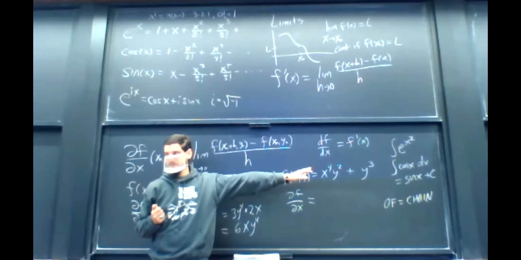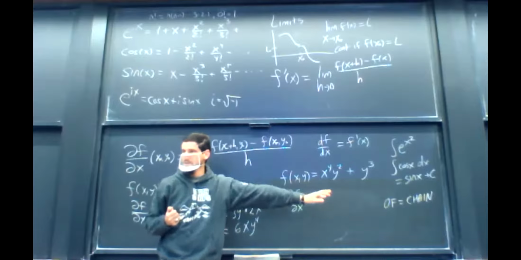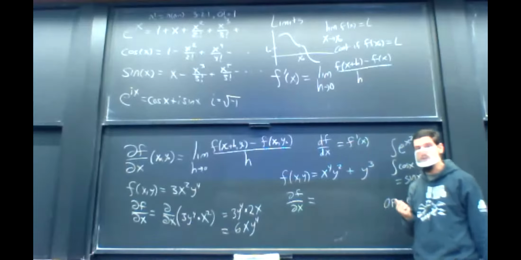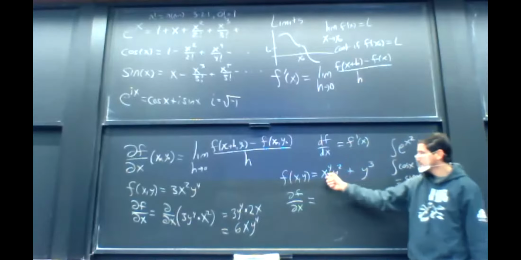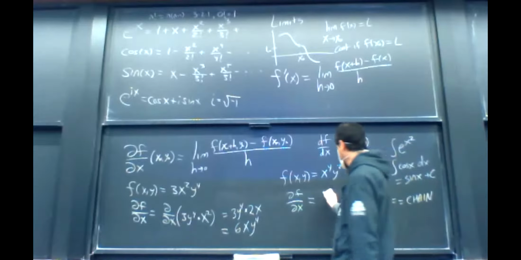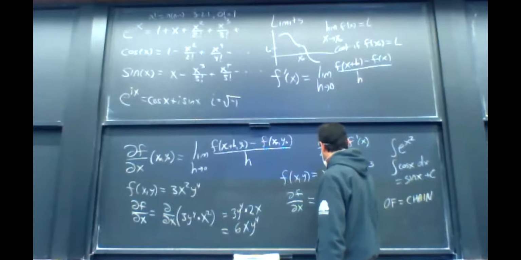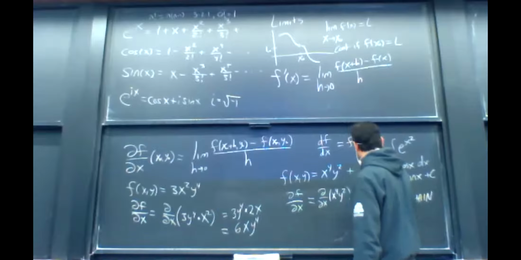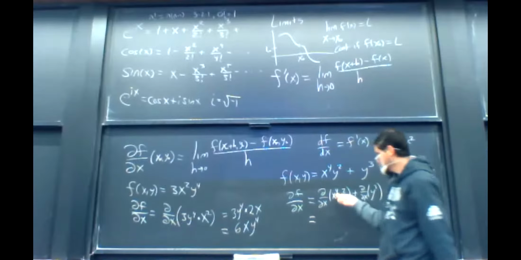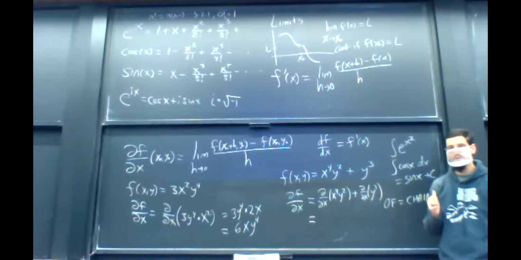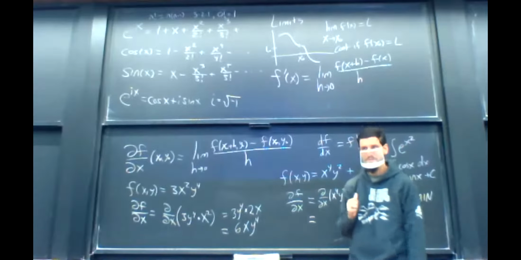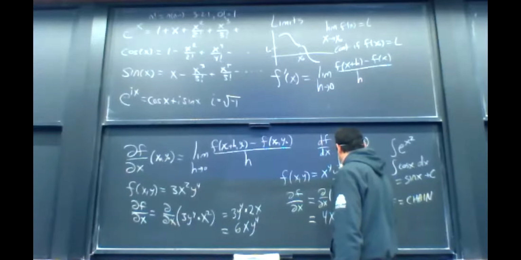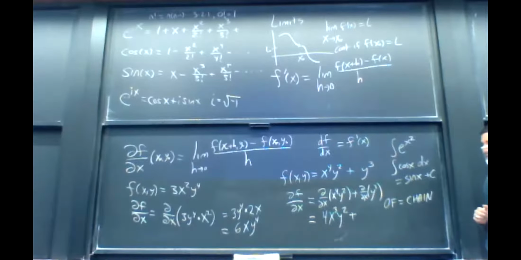If you're ever asked to integrate something, how can you tell if it's right? Yeah, take the derivative. So if you could ever check your work, try to do so. So here, we would take the derivative of both. So it would be the derivative with respect to x of x to the 4th y squared, plus the derivative with respect to x of y cubed. So what's the derivative with respect to x of x to the 4th y squared? 4x cubed y squared. And now what's the derivative of y cubed with respect to x?